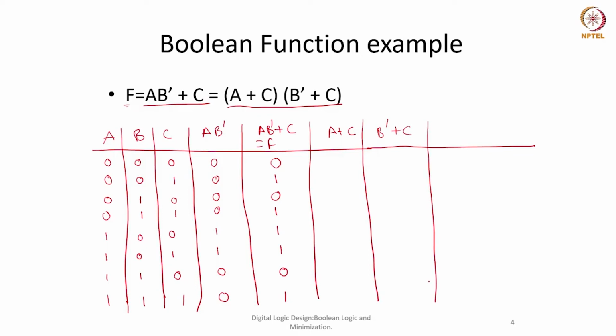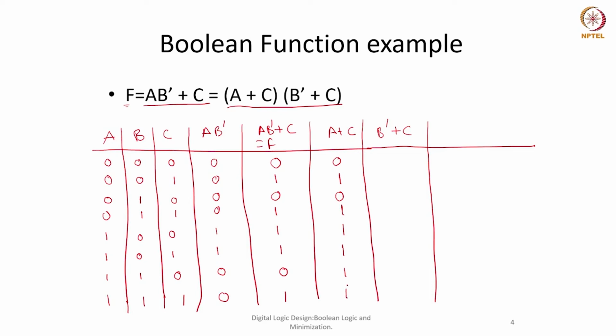A plus c. So I need to see this column and this column. A plus c: 0 or 0 is 0, 0 or 1 is 1, 0 or 0 is 0, 0 or 1 is 1. Now again 1 or 0 is 1, 1 or 1 is 1, 1 or 1 is 1.